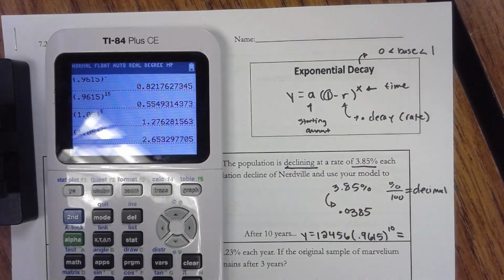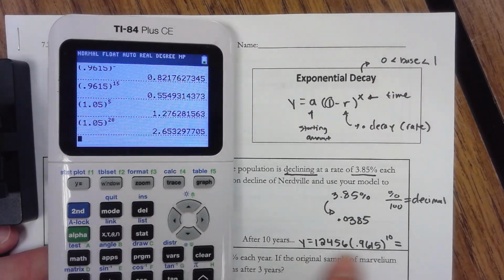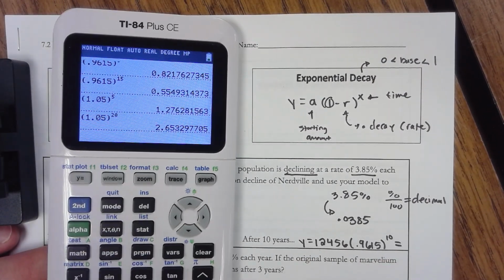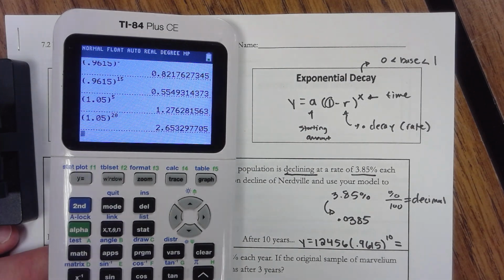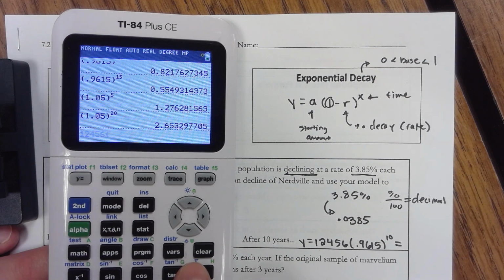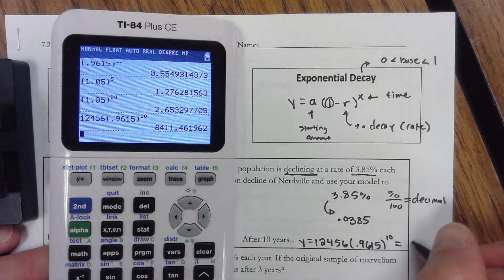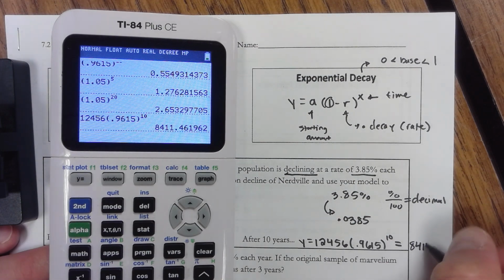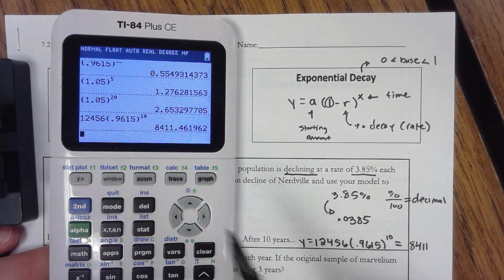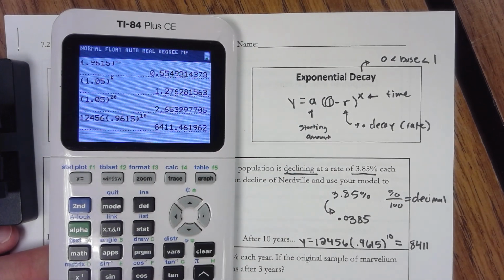And by us doing that, 1 minus the percent, we can literally plug in exactly as we see it. We don't need to do anything odd with our parentheses. We definitely need parentheses around that base, so the calculator knows what to apply the exponent to, and to the power of 10. And I get 8,411.